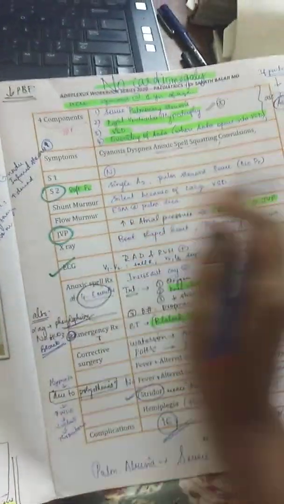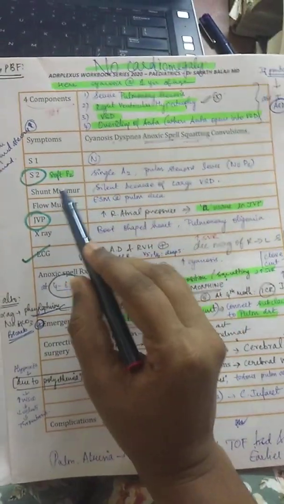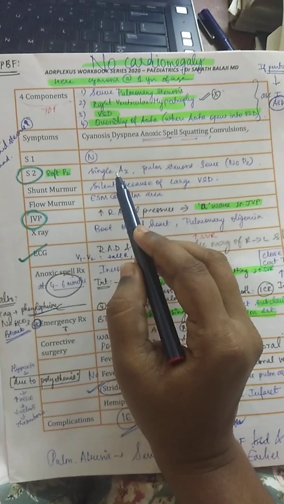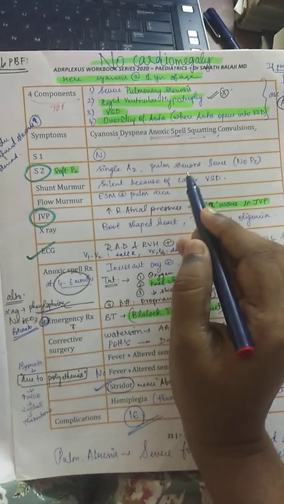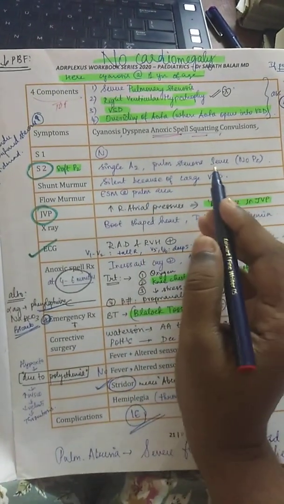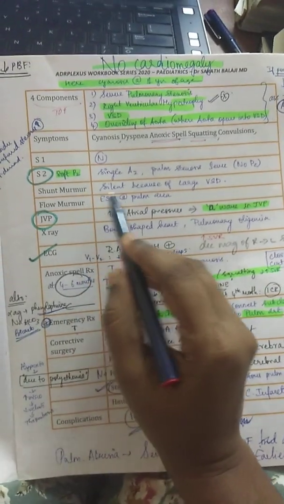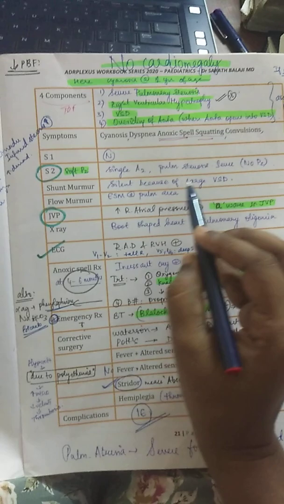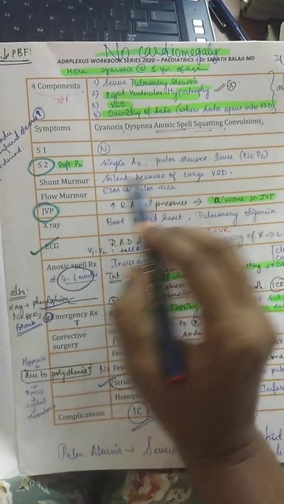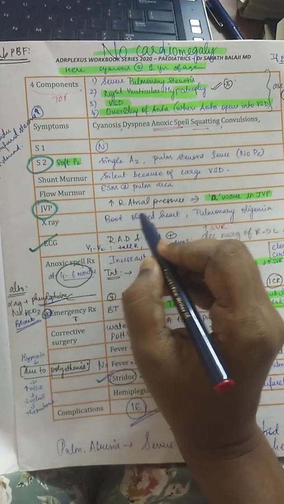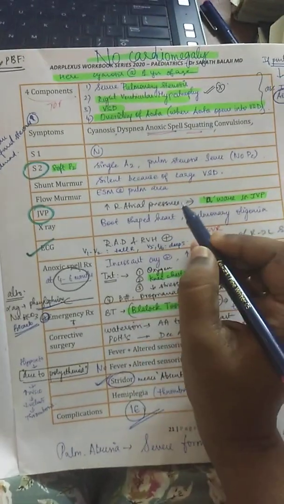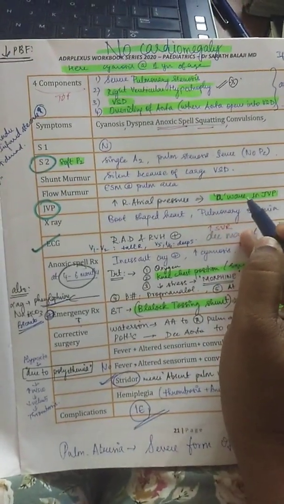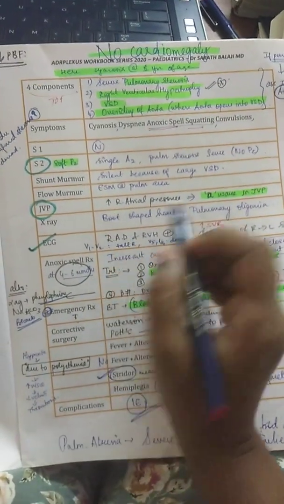If you talk about the heart sounds, S1 will be normal, S2 will be soft, but if the pulmonary stenosis is severe, you cannot hear the P2. Shunt murmur can be silent because of the large VSD. Flow murmur is present as an ejection systolic murmur at the pulmonary area, and because right atrial pressure is more, you will have a prominent A wave in JVP, and it's a boot shaped heart.